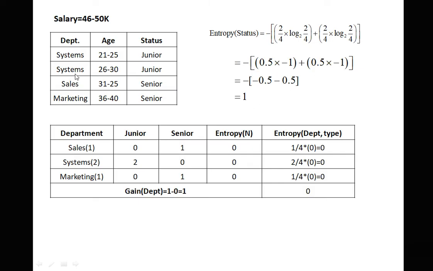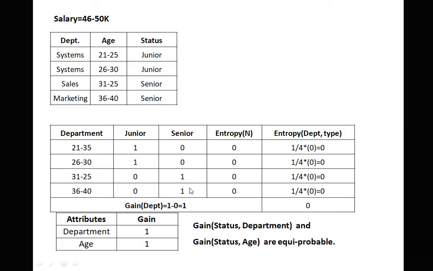Now here first we see the department. We calculate the gain for the department. Sales 1 record, systems 2 records, marketing 1 record. The combination always comes as one probability, the other is always 0, so entropy is 0, proportion is 0, so we are getting the complete gain as 1. Similarly for department.